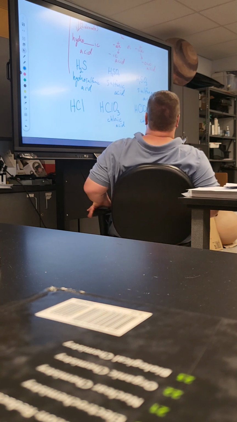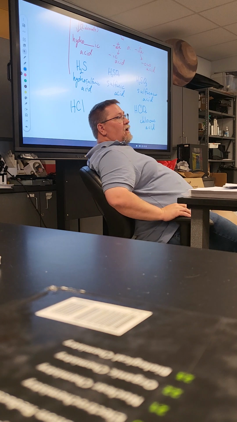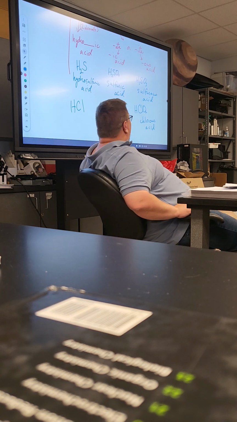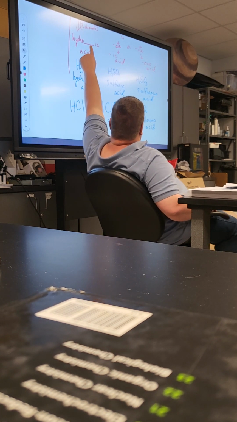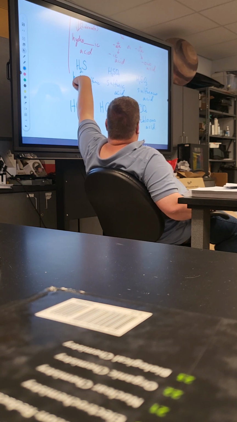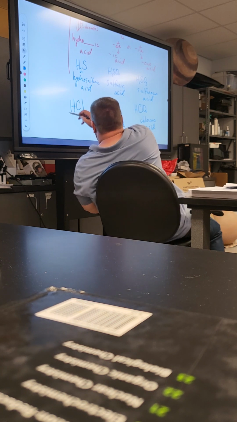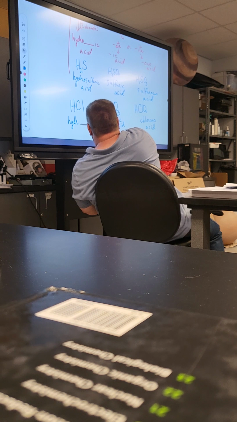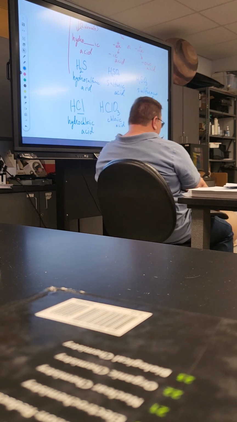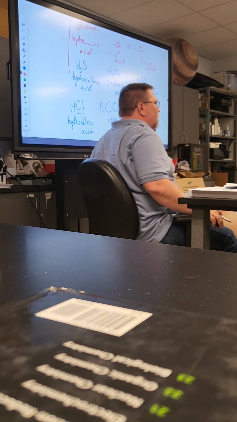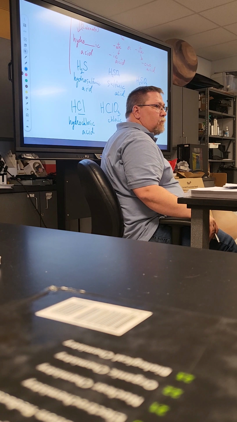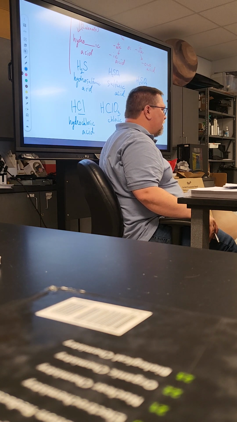HCl, what's the name for that? Hydrochloric. It starts with the H, check. It's binary, it's only 2 elements, check. So it's hydrochloric acid. Very different from chloric acid. It's more caustic. Much more. Hydrochloric acid is very, very acidic.